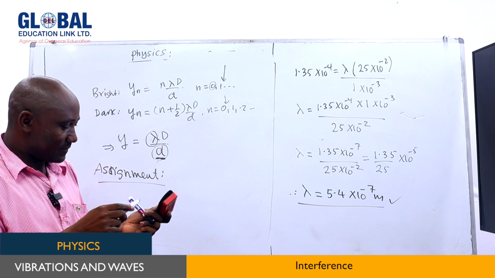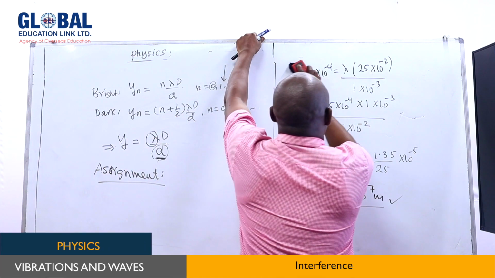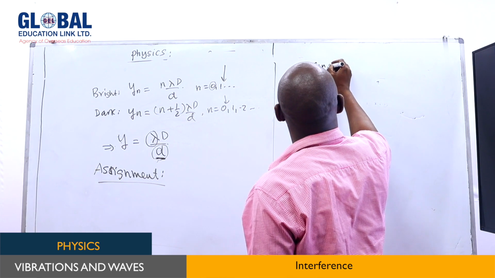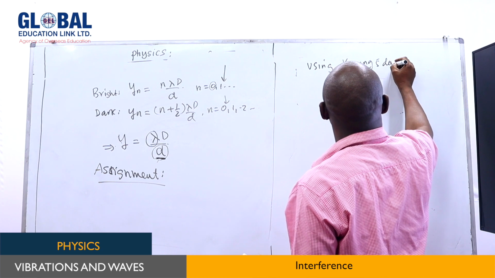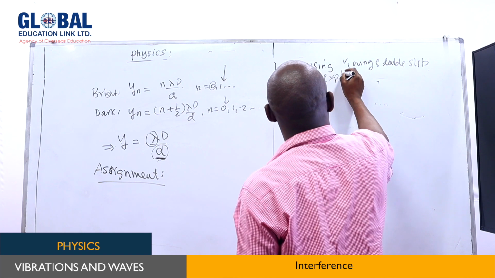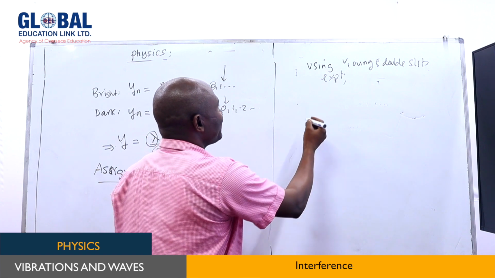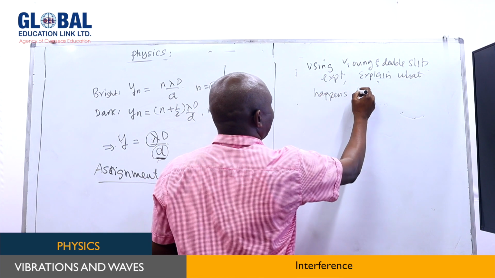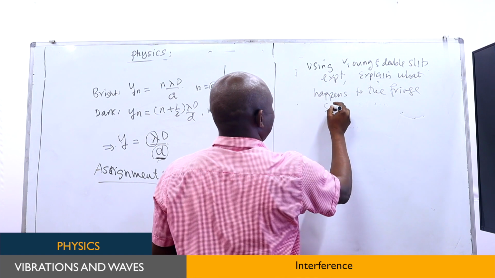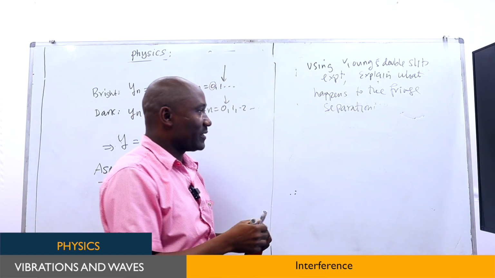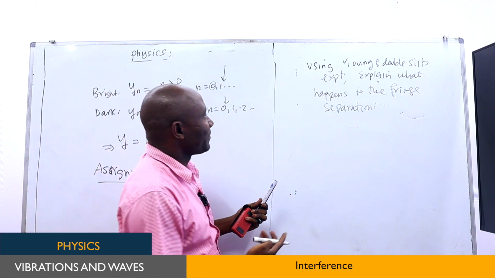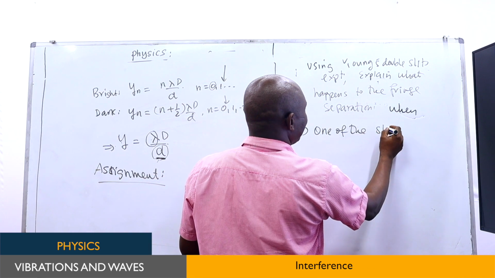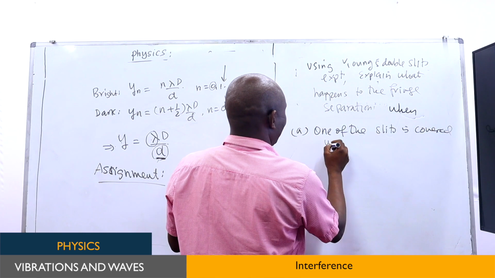From here, the question is: using Young's double slits experiment, explain what happens to the fringe separation, in other words, the fringe width, when one of the slits is covered up. So let's check now if you can do that.